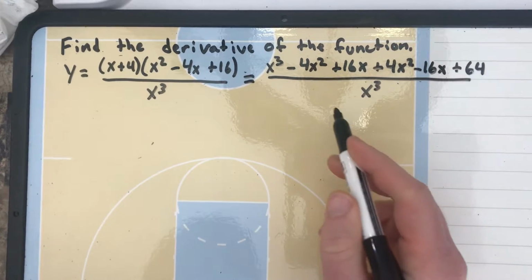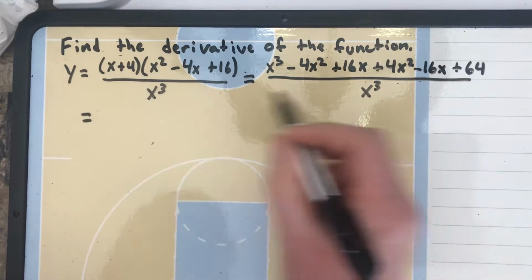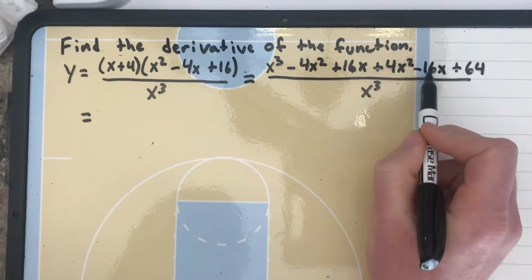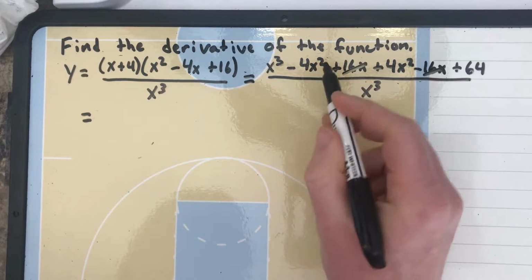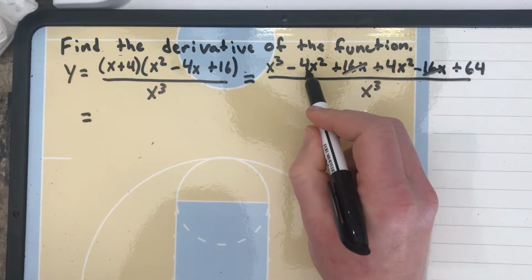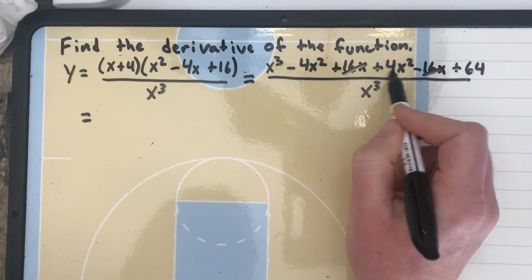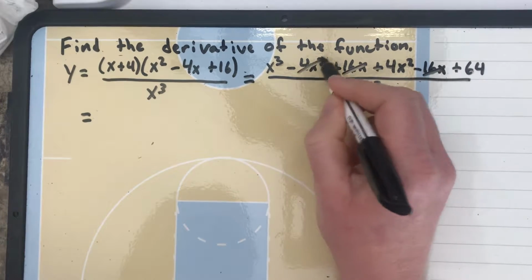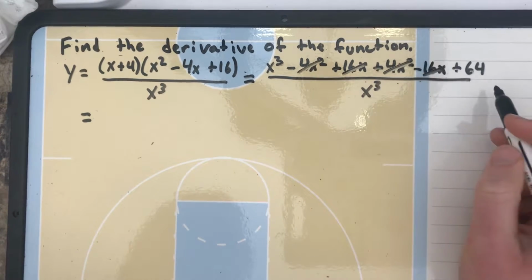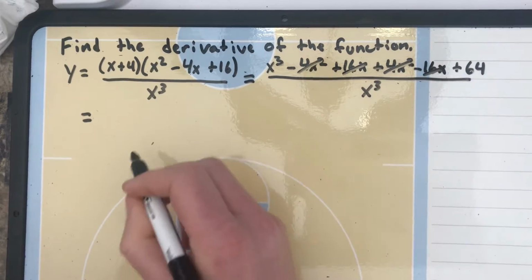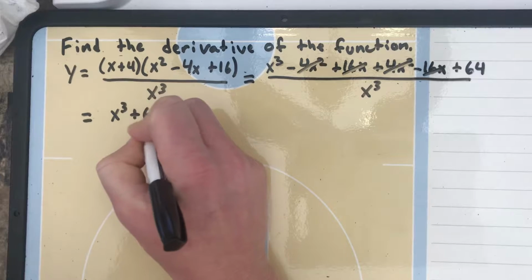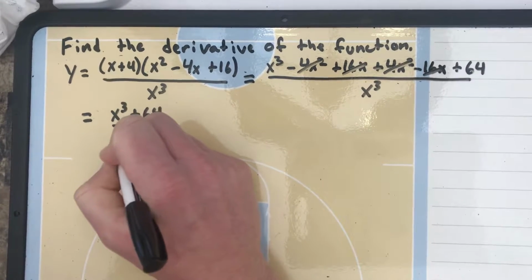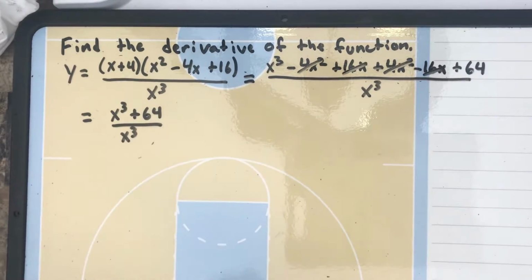Now I'm going to simplify that just a little bit more. I can cancel the 16x and the negative 16x. I can cancel the negative 4x squared and the 4x squared. And I'm just left with x cubed plus 64. So let's write that, x cubed plus 64 over x cubed. So you can see that simplifies it a lot.